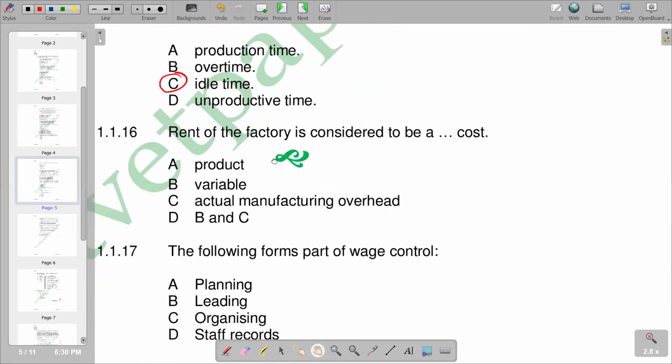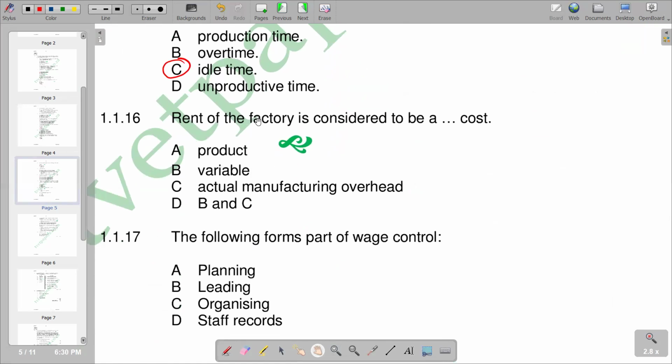Rent of the factory is considered to be A. Obviously, this is a manufacturing overhead, so we got C there as the correct answer. You know that rent is not variable, so B automatically is out.